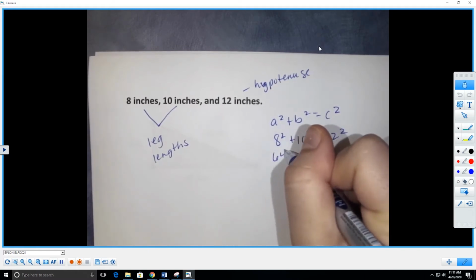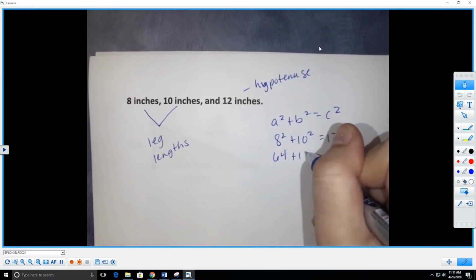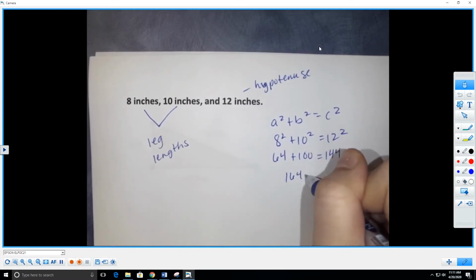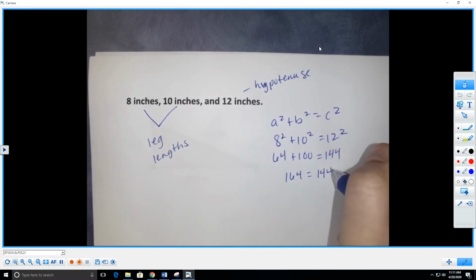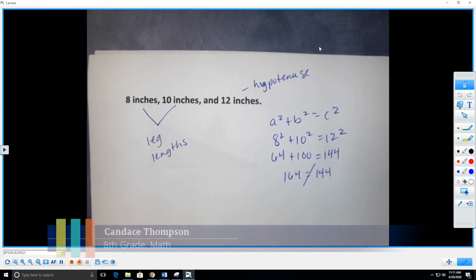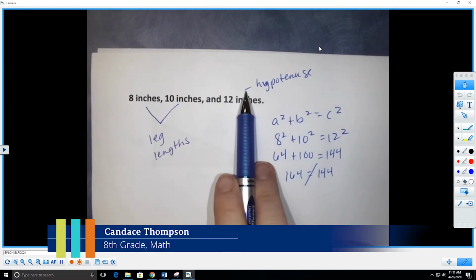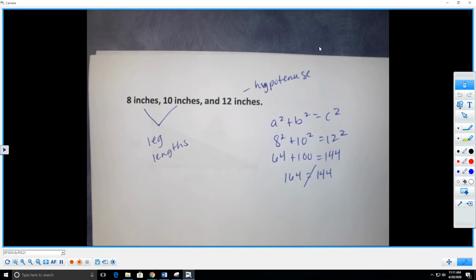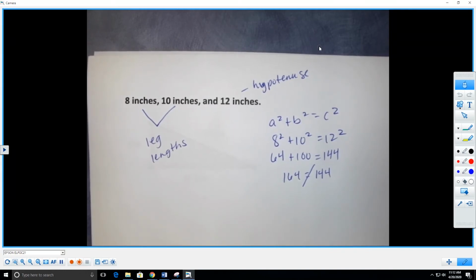So I've got 64 plus 100 equals 144. 164 equals 144. And this is a false statement. So we can see that this statement is not true. Therefore, the triangle with side lengths 8, 10, and 12 is not a right triangle. Another bonus question for you. Is this a Pythagorean triple?